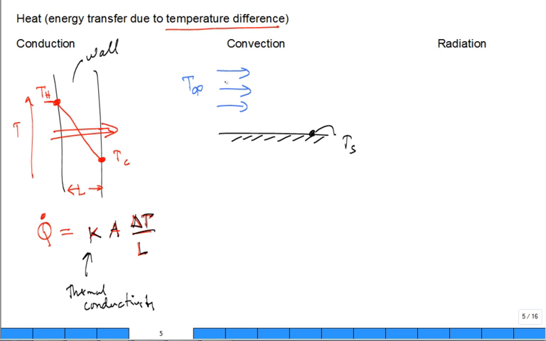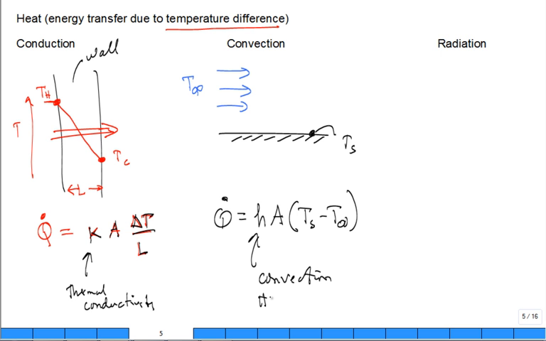And then we have an equation that says the rate of heat transfer from the hotter solid into the cooler fluid is the convection coefficient, the area, and then the temperature difference that drives it, Ts minus T infinity. And this is our convection heat transfer coefficient, or just h. Okay.